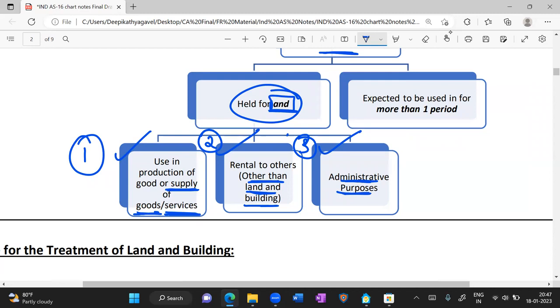That particular tangible asset should be expected to be used for more than a period. What is one period? One period is generally 12 months, but it is not specifically defined anywhere in the standard. Generally, one period means 12 months, but it can be either 9 months or 15 months, depending on the operating cycle of that particular business.